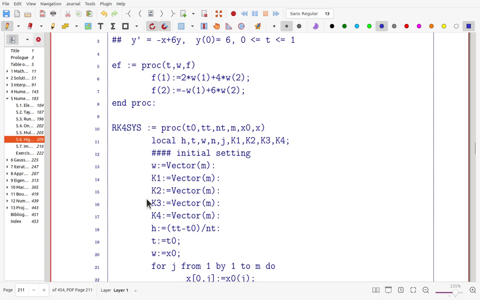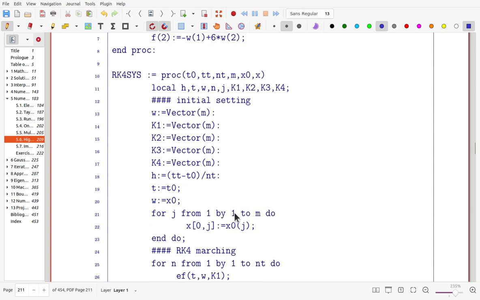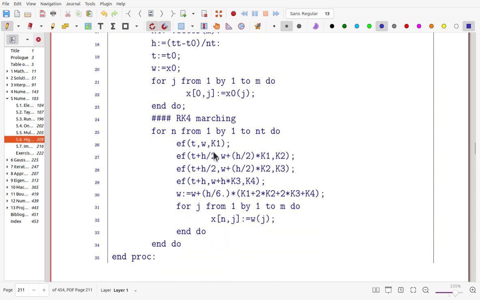So K1, K2, K3, K4 must now be vector quantities. For evaluation, by using the current T and W, which is X, Y, we evaluate K1. Now at the midpoint, by using the predicted value, we can evaluate K2. And K3 similarly, and for K4 at the last edge point, the right edge point of each step we are working on.